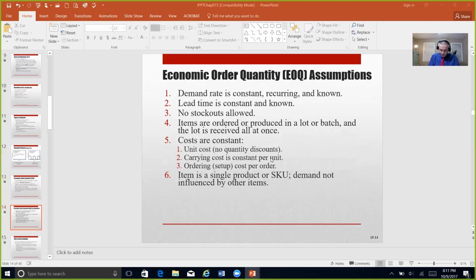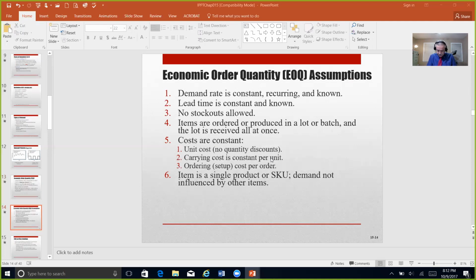These are the assumptions. The demand rate is constant, recurring, and known. The lead time is constant and known. Your business does not allow any stock outs. Items or materials on order are produced in a lot or batch, and the lot is placed in the inventory at all times. The unit item cost is constant, and no discounts are given for large purchases.